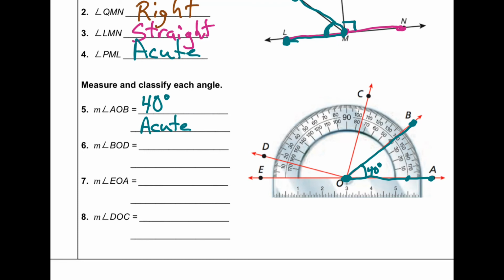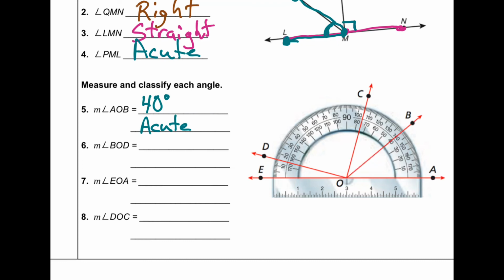A quick thing to note is that when we put an M in front of the angle, that means we're talking about the measurement, and that means we're looking for a number. So when you see this M is equal to, we're looking for a number there, the measurement.